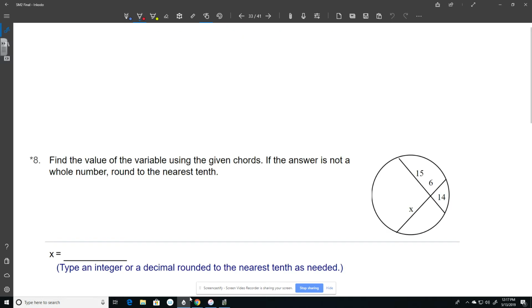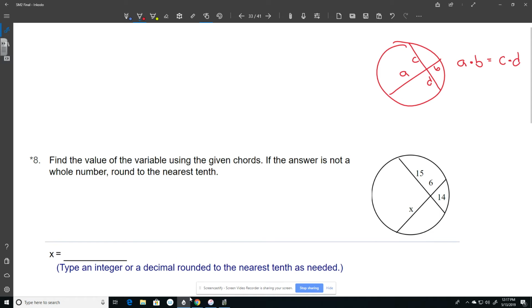All right, number 8 also uses a formula. We didn't use this as much in our class. The honors classes used it a little bit more. But it wants you to find the variable using these 2 chords, or in other words, 2 lines that cross each other in a circle. And we have this formula that Mr. McConnell had on his little Star Trek, Star Wars note paper that said if these are my 2 chords that cross, if I take A and multiply it by B, it should equal C multiplied by D.